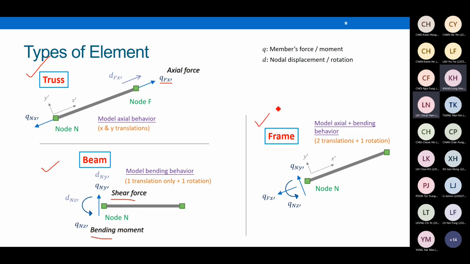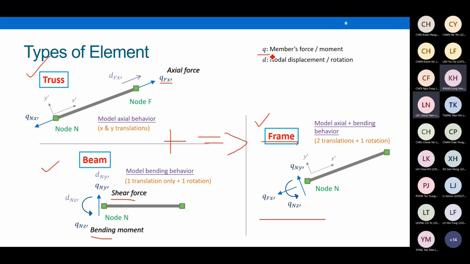The last part, topic 3, frame element. Frame element is the most general element used to capture all the things: axial, shear, and bending. But it is not new, because you can simply add up truss and beam, then it becomes frame. Truss is used to handle axial behavior. Beam is used to handle shear and bending behavior. So for frame, just add them up together. Then you can handle axial, shear, and bending. Okay.